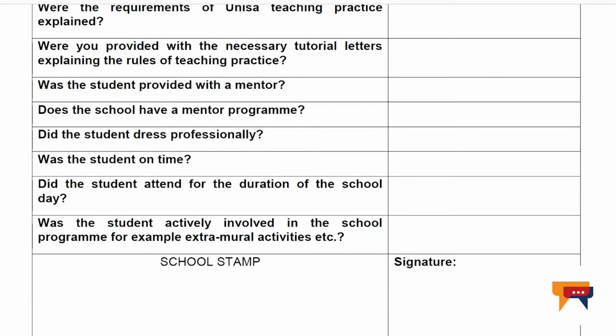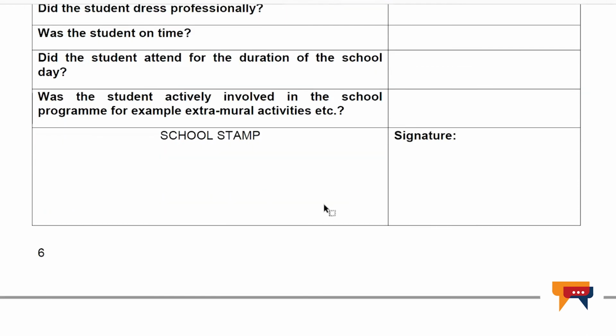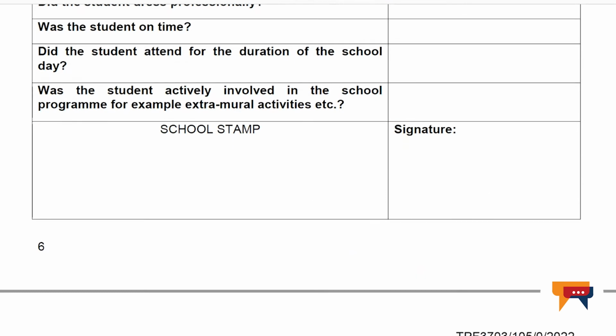Did the student attend for the duration of the school day? Now, please, don't say the foundation phase learners leave school at 12, so I'm leaving at 12. No. You need to participate in all the extramural activities and prepare your class for the next day's lesson early in the morning. You do it after the learners have left. Was the student actively involved in the school program for extramural activities? Again, here we need the school stamp as well as the principal's signature.